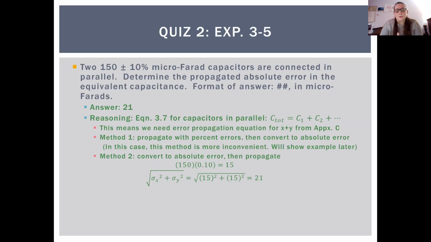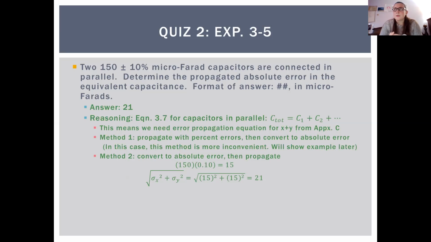When we look at that error propagation table in Appendix C3, in the X plus Y row, we're looking for the absolute error, so that's the middle column. And this is the equation that it shows us: the square root of sigma x squared plus sigma y squared. In this case, both the numbers are the same. So the square root of 15 squared plus 15 squared, which is 21.